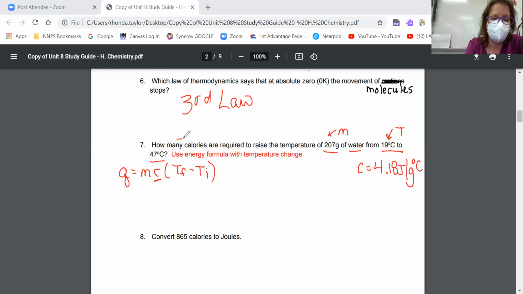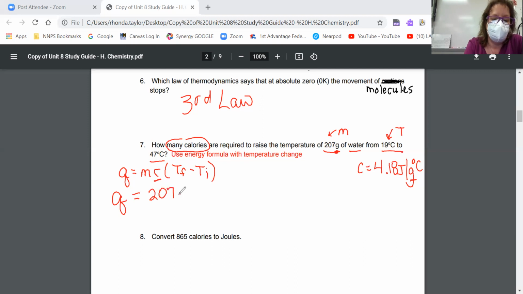All right, so it says how many calories. So that is a unit of energy, so that's Q. We don't know what Q is. Let's make sure our units match. We have grams and grams, so that's good. We don't have to convert anything for this one.